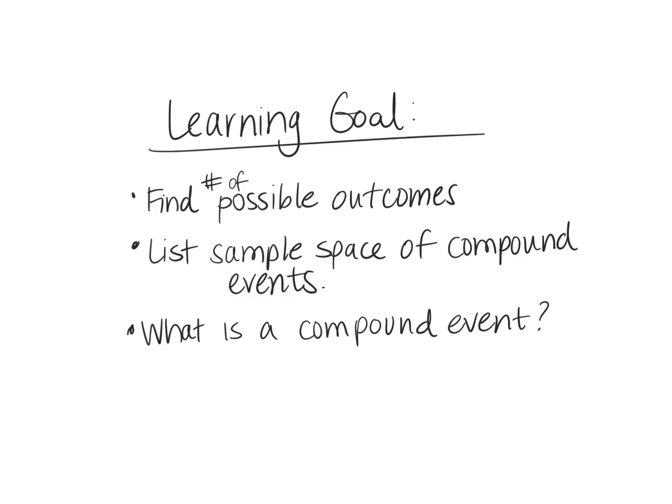All right, so our learning goals for today's lesson were, first of all, can you tell me what a compound event is? So hopefully you can do that. Second of all, can you find the number of possible outcomes? You can either do the table or tree diagram and then count them, or you can use the little trick I showed you. And then lastly, can you list the sample space of a compound event? So can you make a list, a table, or a tree diagram to show all the possible outcomes of an event?